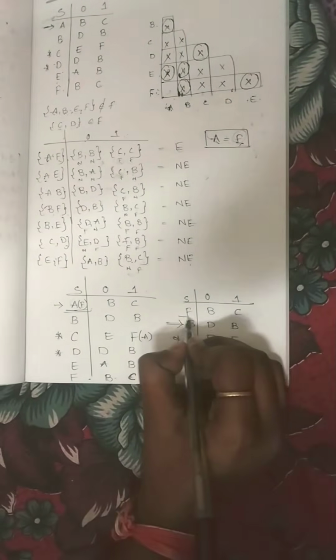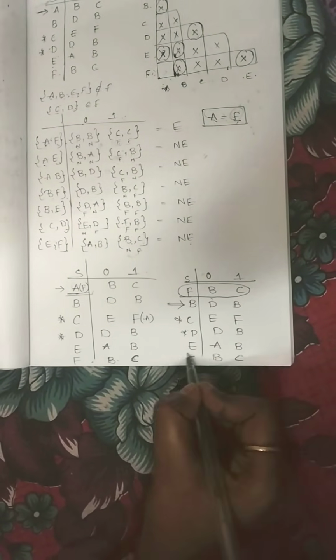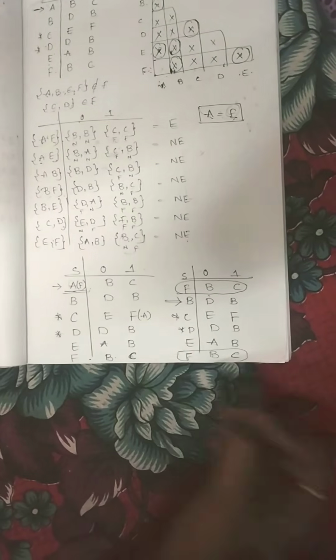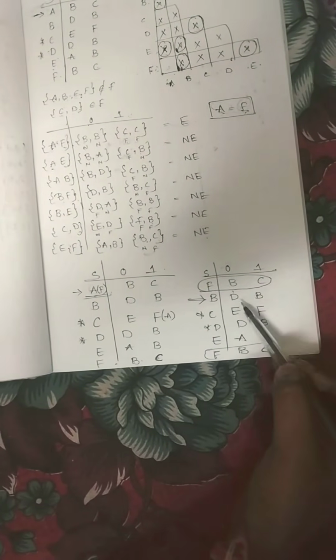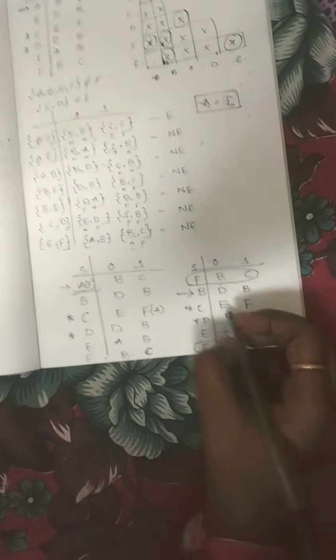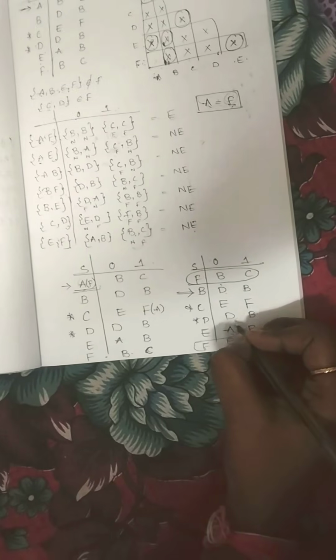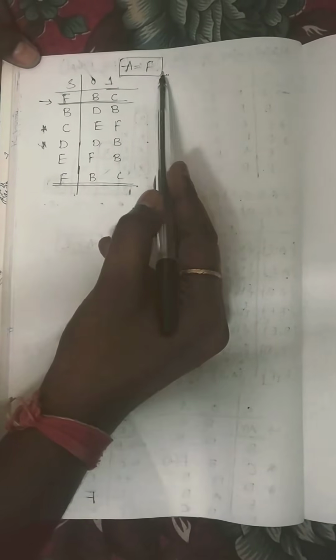Now you can see that we got one pair: F at 0 is B, F at 1 is C. Here also we got the same, F at 0 B and F at 1 C. Now by using this diagram, we need to draw the DFA structure. Now we got the new transition table after substituting A with F. Here A was there, so I substituted A with F.